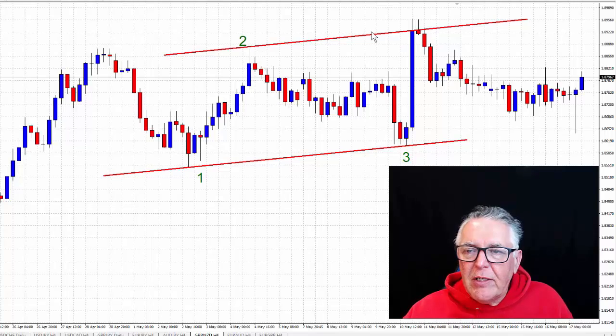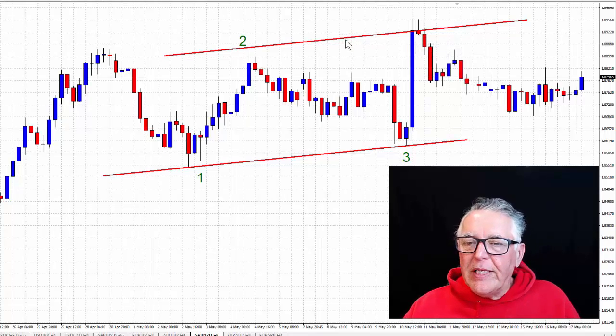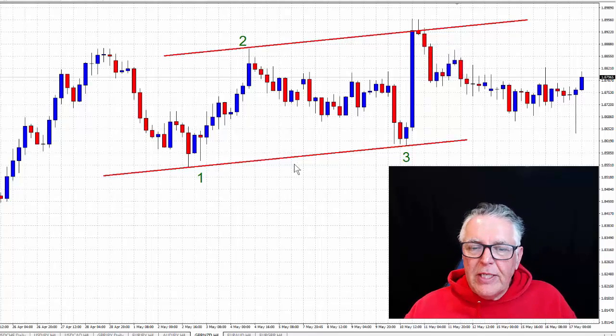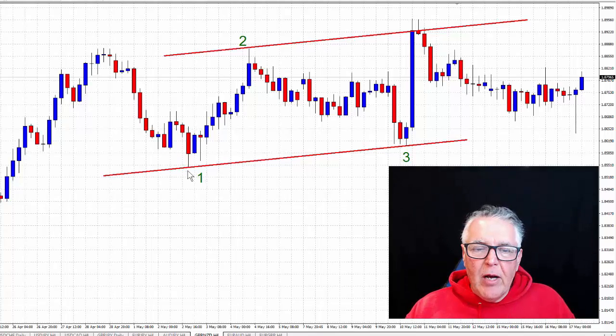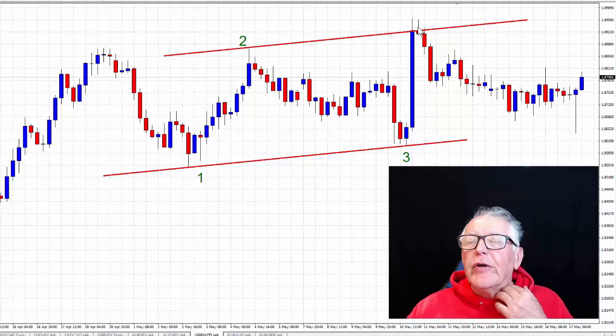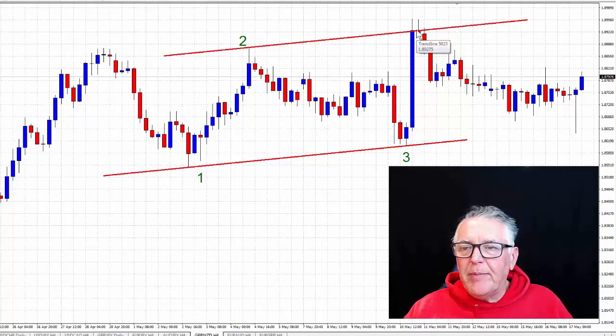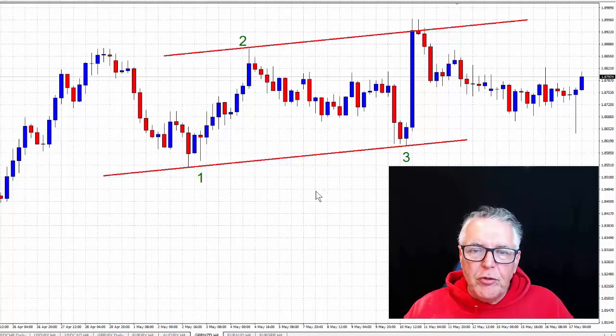That is how channel trading should happen, that the price should actually go and touch the other side of the channel. So that's a pretty good one. Now we have 1, 2, 3, and the price has gone across and touched that particular channel. So again, that illustrates how channels should be drawn.